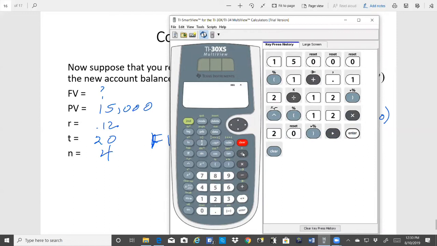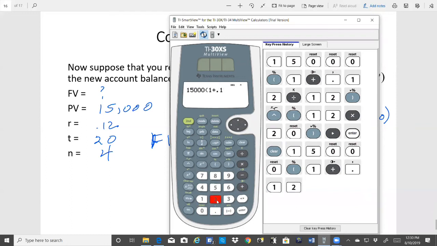We're going to clear it out again, and we're going to do 15,000 times parentheses 1 plus 0.12 divided by 4 in this case, in parentheses, and we're going to have to raise that to, well, you could just multiply 4 times 20 and get 80, or if you want to let the calculator do it, do 4 times 20.